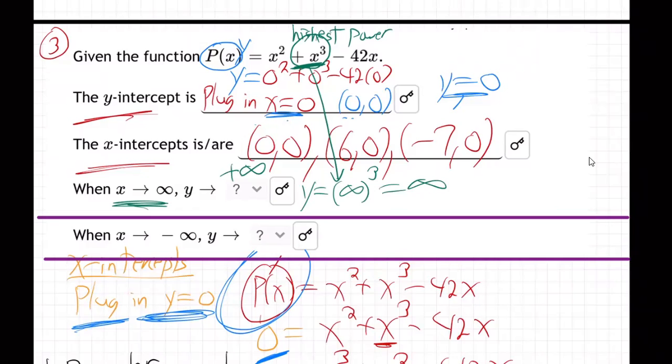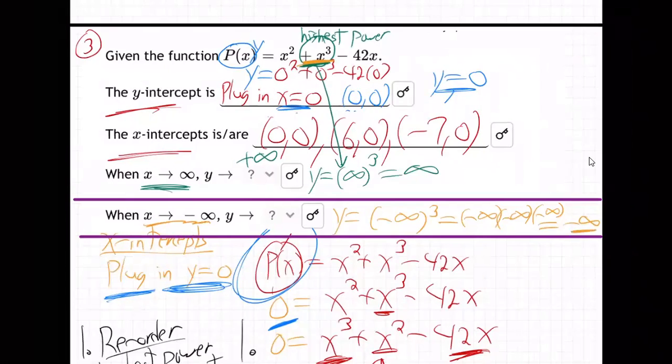And then down here on this one, we're going to let x go to negative infinity. So we plug in negative infinity, same thing, just the most powerful term, just this guy right here. It's going to be negative infinity to the third power. And that's three negative signs, isn't it? Negative infinity, negative infinity, negative infinity. Three negatives is negative, isn't it? So it's negative infinity. Is that making sense?